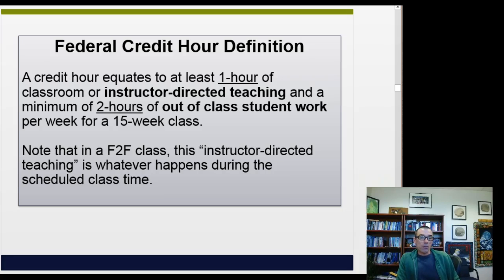So this is the federal credit hour definition. A credit hour equates to at least 1 hour of classroom or instructor-directed teaching and a minimum of 2 hours of out-of-the-class student work per week for a 15-week class.